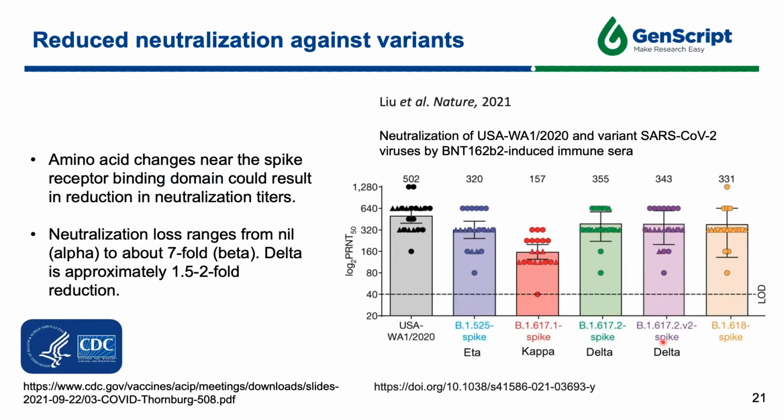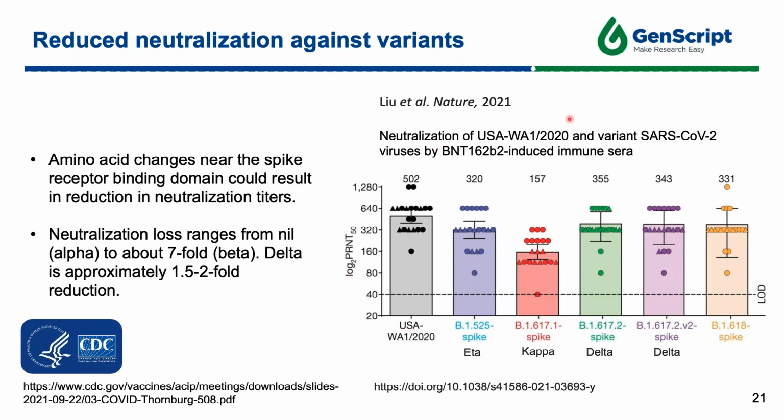As we know, current vaccines are based on the wild-type strain. So for variants that have amino acid changes near the spike receptor binding domain, it could result in reduction in neutralizing titers. According to the summary from the CDC, there's a neutralization loss that ranges from 0 for alpha to about 7-fold for the beta strain. And the delta strain shows approximately a 1.5 to 2-fold reduction in neutralization activity.